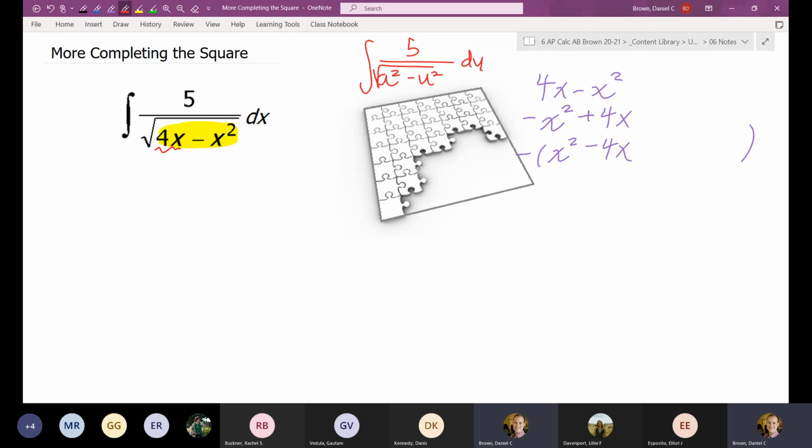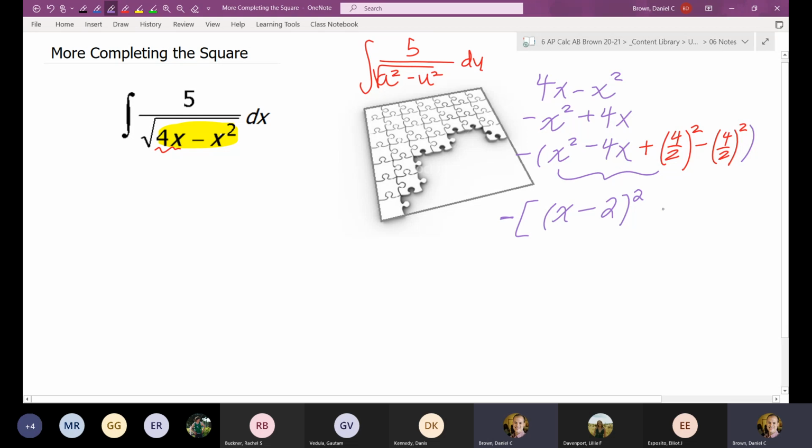So now to complete the square, we know we're going to add b over 2, squared. So I'm going to go ahead and add 4 over 2, squared. I can't change the problem, so once I add it, I have to immediately subtract it. Rewrite it, simplify, and then integrate. I have that negative still hanging out in front. The first 3 terms will become my binomial. So I'm going to have x minus 4 divided by 2, which is 2, squared. And then this last term, I have minus 4 divided by 2 is 2, and 2 squared is 4.